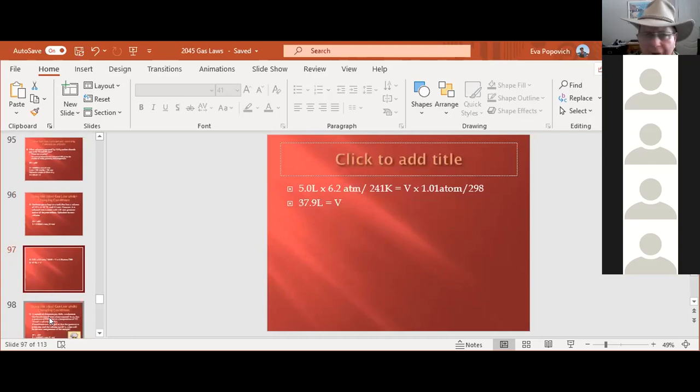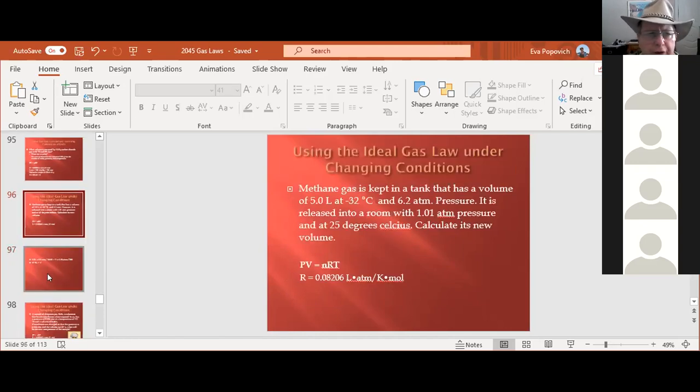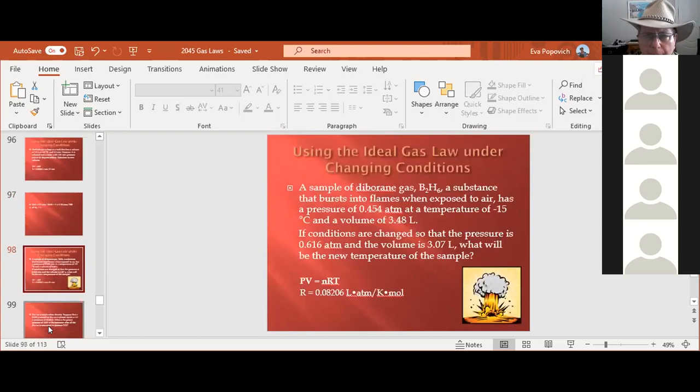If you want the extra problems in here, I'm just skipping through them. A sample of diborane gas, a substance that bursts into flame when exposed to air, has a pressure of 0.454 atmospheres at a temperature of minus 15 C and a volume of 3.48. If conditions are changed so that the pressure is 0.616, the volume is 0.307, what will be the new temperature of the sample?